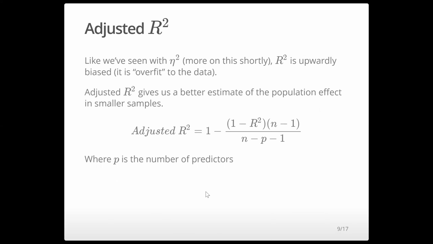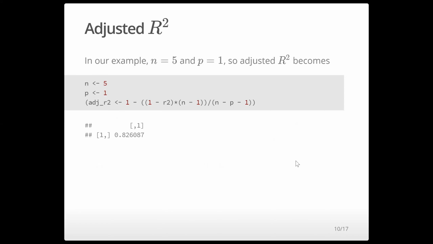Like we've seen with eta squared before, R squared is a little bit biased, especially in small sample sizes. Another way to think of this is that it's overfit to the data, so it's going to be a little bit overly sensitive to any noise in the data. Adjusted R squared gives us a little bit of a penalty that will tend to be a better estimate of the population effect in smaller samples. We adjust based on the sample size as shown here, where again, P is the number of predictors. Here, n equals 5 and P equals 1, so I can just plug everything in, and that gives me my adjusted R squared.